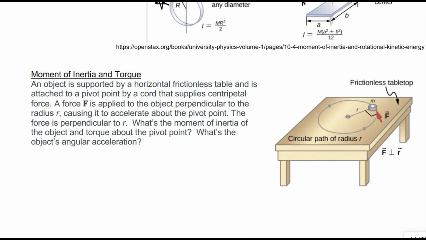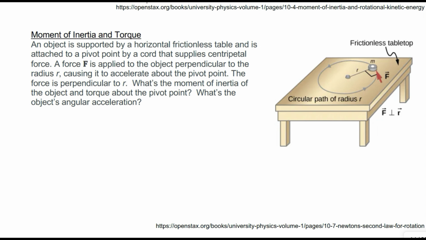Before we call it a day, let's look at an example where we're connecting moment of inertia and torque. An object is supported by a horizontal frictionless table and is attached to a pivot point by a cord that supplies centripetal force. A force F is applied to the object perpendicular to the radius, causing it to accelerate about the pivot point. The force is perpendicular to R. What's the moment of inertia of the object and torque about the pivot point? What's the object's angular acceleration?